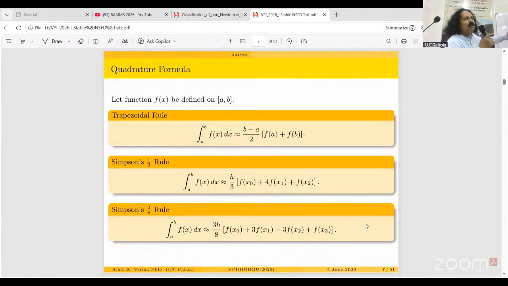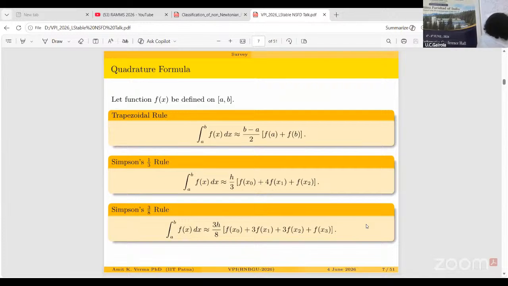These 3 formulas are well known to all of you: the trapezoidal rule, Simpson's rule, right? They seem very simple, but you can use them to solve, say, the heat equation, or complicated non-linear PDEs also. For example, suppose you want to solve this equation, right?